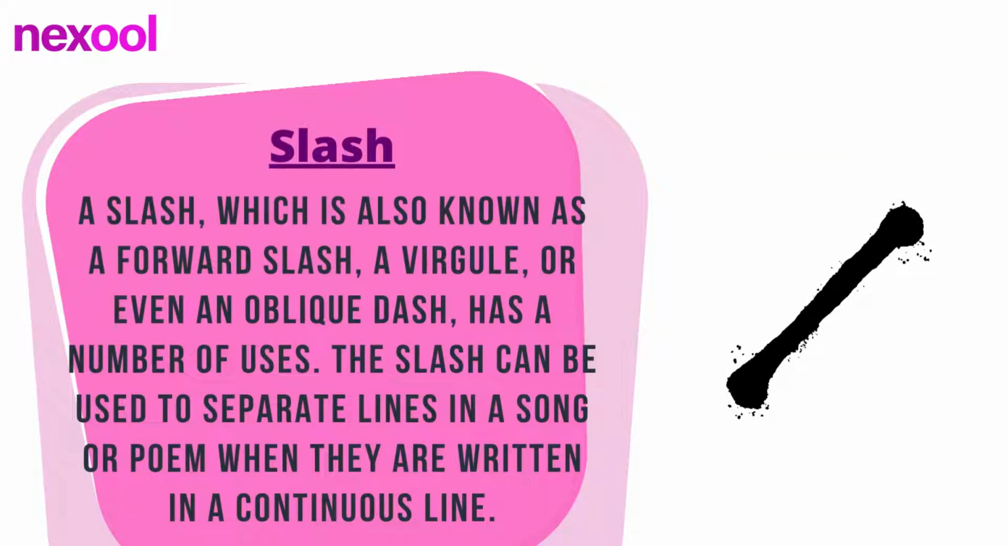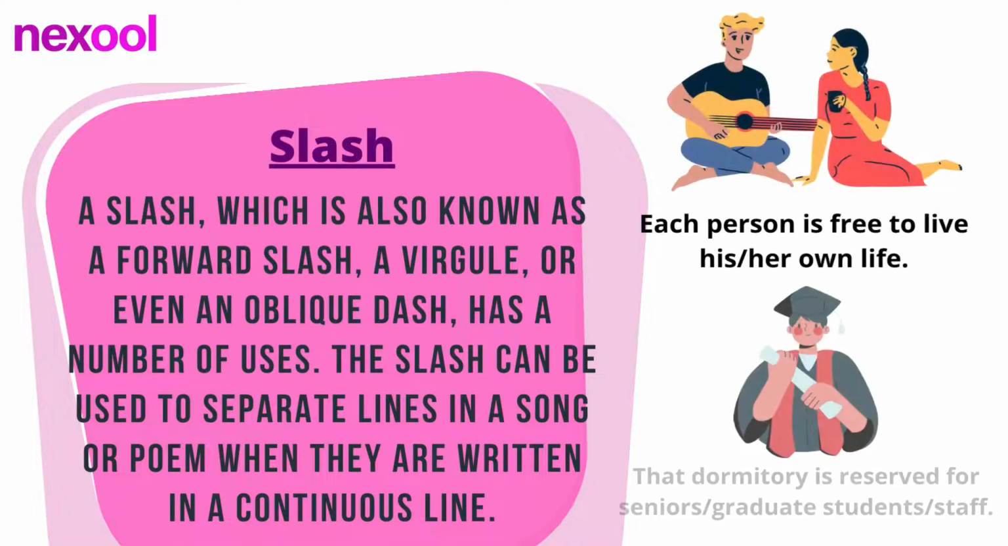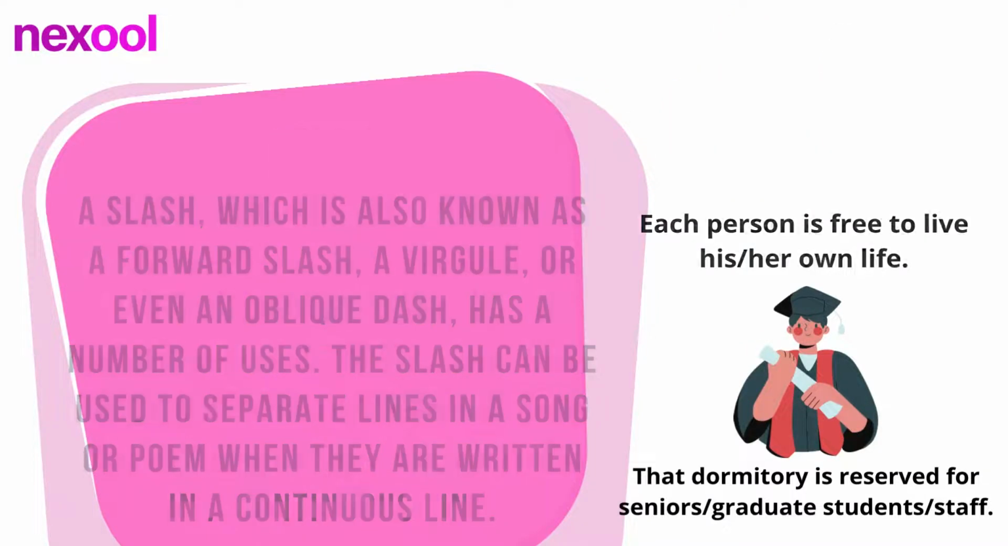Fifth, slash. A slash, which is also known as a forward slash, a virgule, or even an oblique dash, has a number of uses. The slash can be used to separate lines in a song or poem when they are written in a continuous line. For example, each person is free to live his/her own life. That dormitory is reserved for seniors/graduate students/staff.